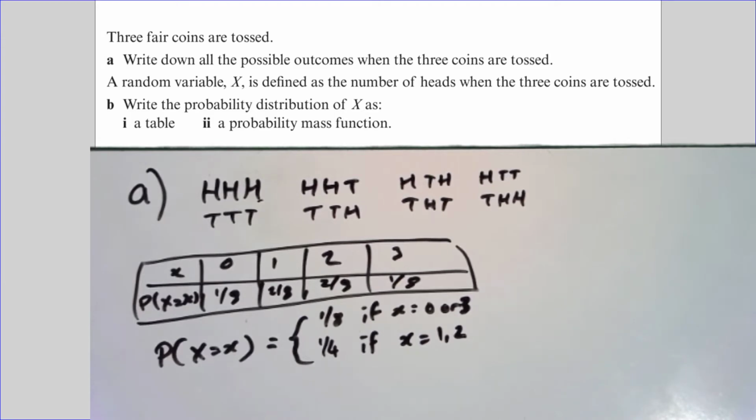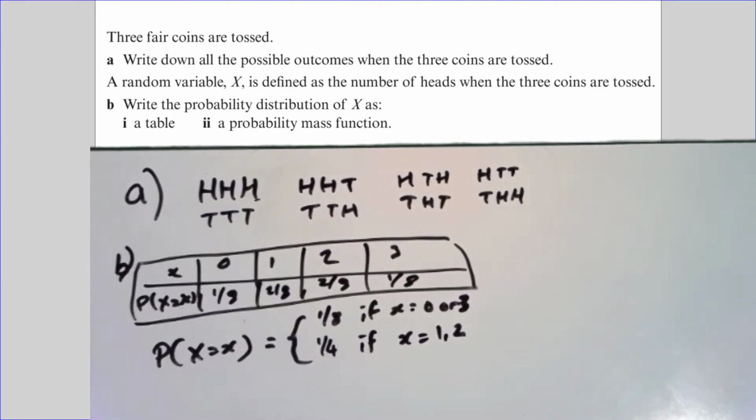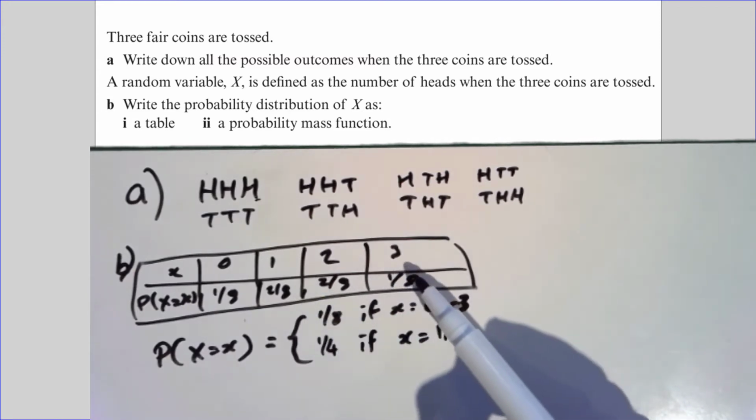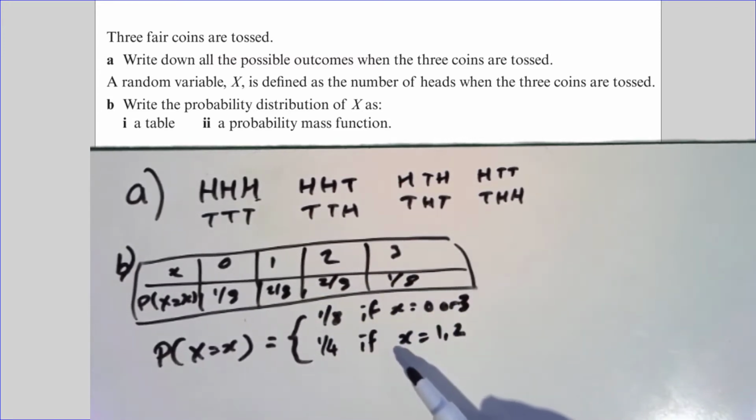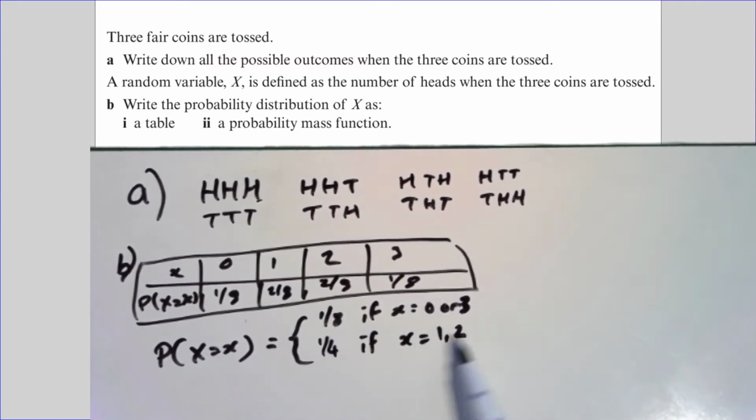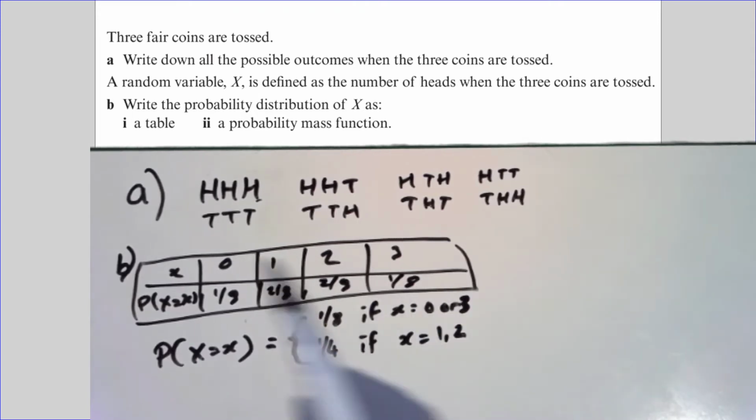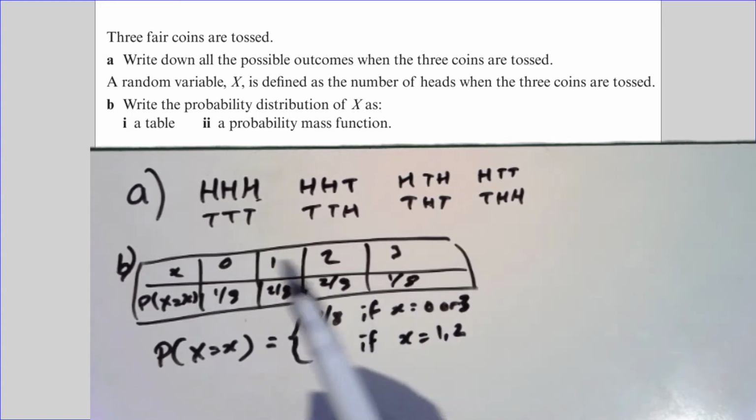So here we were asked to do two different versions for part b. We can do it as a table here, and we can do it as a function here. For the function, we just say what our probability is and our two different options and the x values associated with it. We can see here that our 0 and 3 correspond to 1/8, and our 1 and 2 correspond to 2/8 or 1/4. So that's how we do probability distributions.